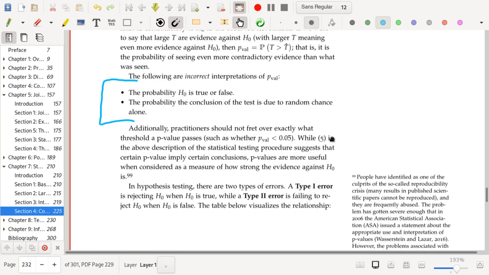The second one, and by the way, these are two, but there are many. The second one is the probability that the conclusion of the test is due to random chance alone. That is also just as wrong. So, let's see. I need to think for a second about why exactly that's incorrect.